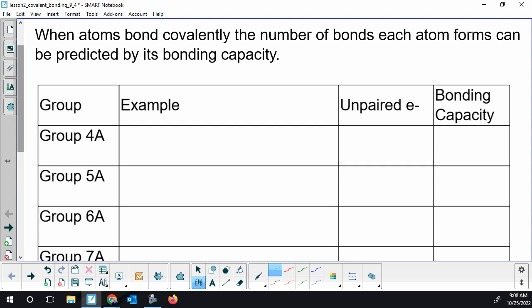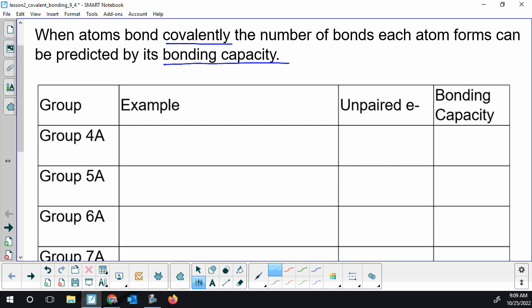So when atoms bond covalently, that word goes with sharing electrons, we can use the structure of individual atoms to predict their bonding capacity. Does it want to have 1 bond or 3 bonds or 5 bonds or 8 bonds? That's what I mean by bonding capacity.